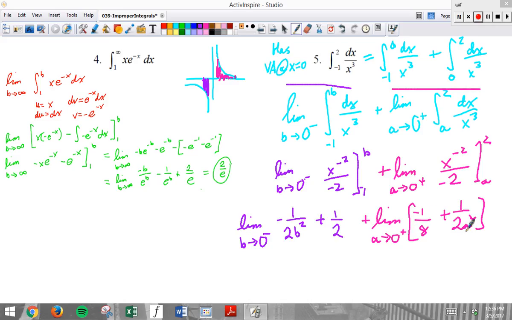B squared and a squared are going to be different values as you do the limit. Okay? Unless you make them so, but that's not fair. So the idea is that if one part diverges, the whole thing diverges. Does this diverge? Yes. It's negative infinity plus 1/2. Diverges. Does this diverge? Yes. It's infinity minus 1/8. So the whole thing diverges.